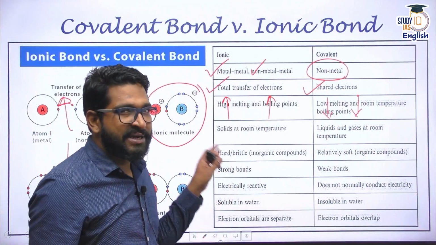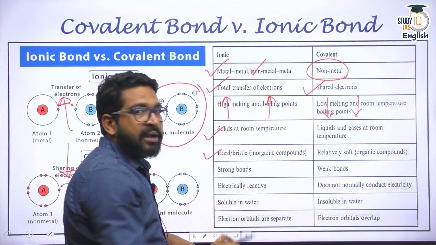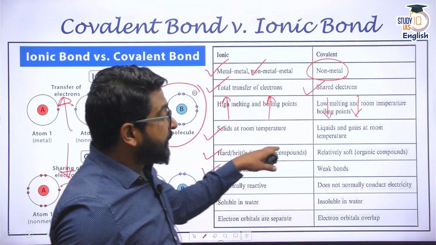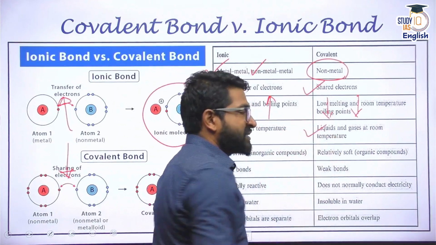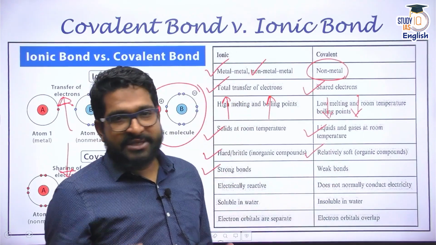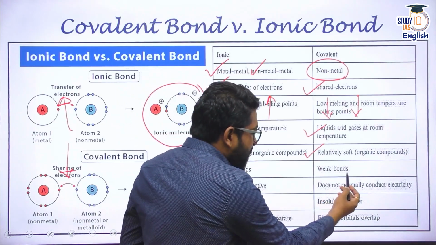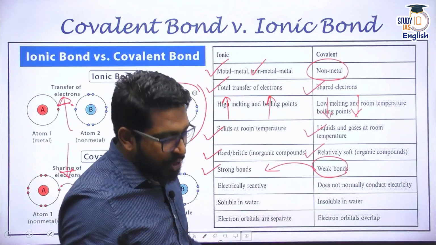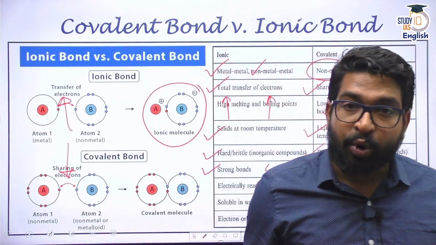Apart from that, we have already discussed that ionic compounds are generally crystalline, hard and brittle, and have strong bonds. But the covalent compounds, with covalent bonds, are liquids or gases at room temperature. They are relatively softer, even if a solid substance is formed, that is an organic compound. Apart from that, their bonds are normally weaker than ionic bonds. Please remember, when I write weak bonds for covalent compounds, it is in comparison with the ionic bond or the metallic bond.